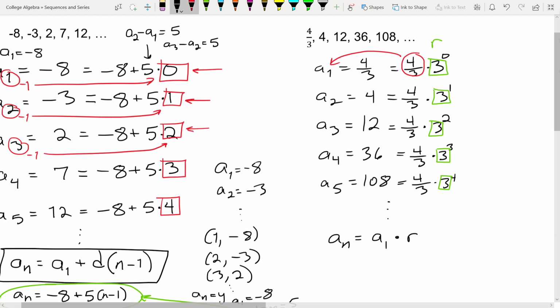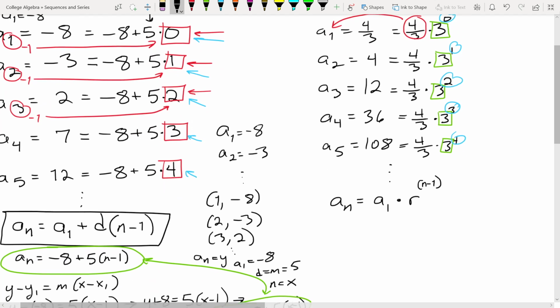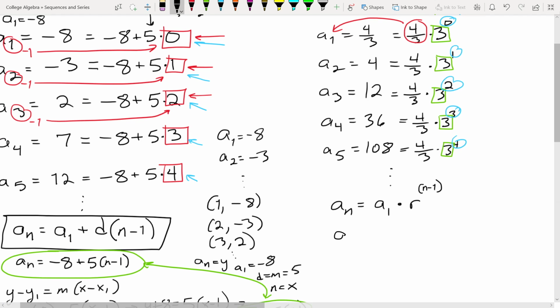And then once again, we have this power here. Just like in the previous one where we had these 0, 1, 2, 3, and 4, we have 0, 1, 2, 3, and 4, which is just n minus 1. We have r to the power of n minus 1. And for our function here, we have a_n equals 4/3 times 3 to the n minus 1. And this is called a geometric sequence. This is the general form of a geometric sequence here.